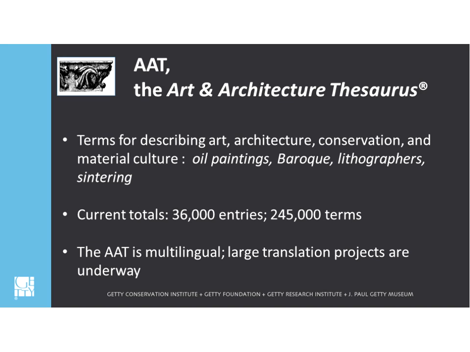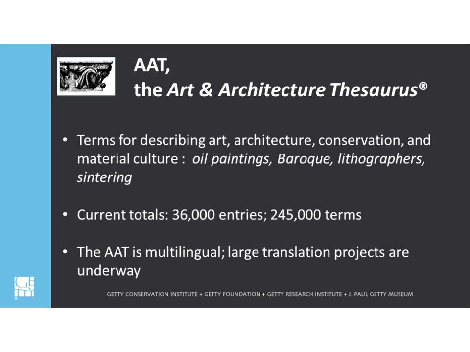So I'm just going to very briefly go through what our vocabularies are that we produce here at the Getty. The Art and Architecture Thesaurus, as I mentioned, contains terms for describing art, architecture, conservation, and material culture. So these are some examples of the kinds of terms found in the AAT. Oil paintings, Baroque for the style, lithographers is an agent, sintering is a process.